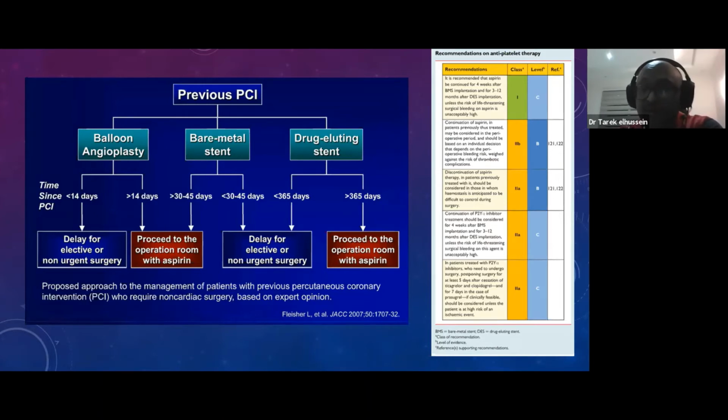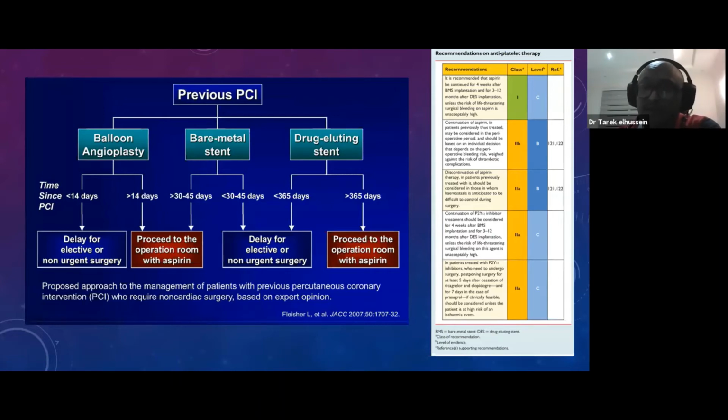But with the use of newer generation stents, with some stents we can actually stop one of the antiplatelets, which is Plavix or ticagrelor, at 3 months and 3 up to 6 months, depending on the type of the stent. But again, this also needs to be individualized, because here you need to take into consideration the surgery itself and the urgency of the surgery.